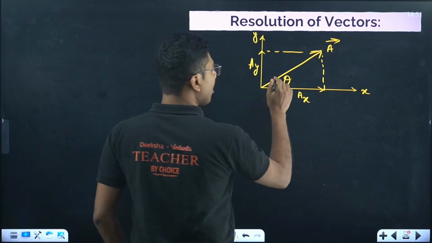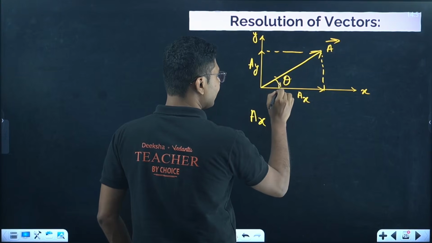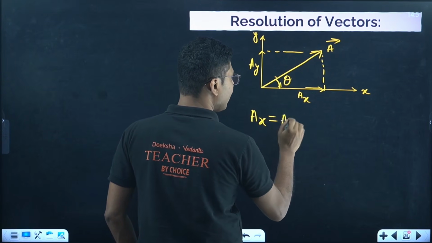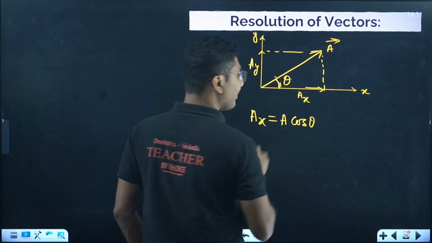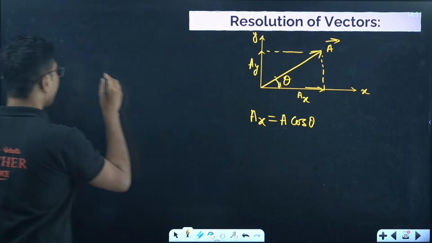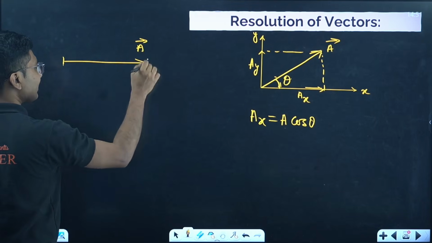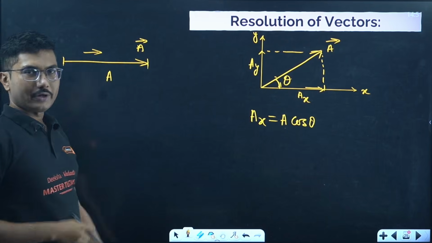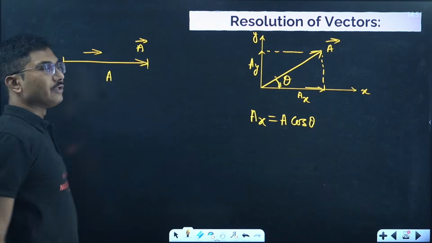The adjacent component means the component which is next to the angle. Here theta is next to the x component, so Ax will be the original vector into cos theta. Here A is the magnitude of the vector. Magnitude means only the length. Whenever we say this is a vector A, this length is called the magnitude, and this is the direction. The length denotes the magnitude, and the arrow denotes the direction.